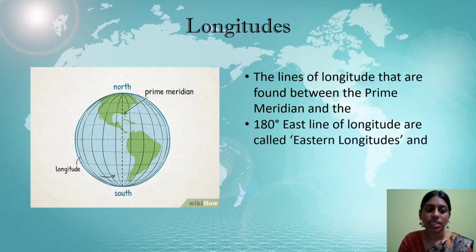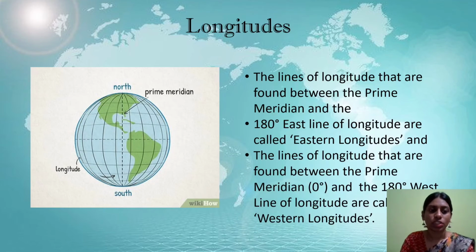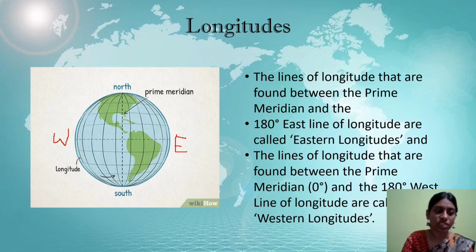So we can see here the line in the middle, the vertical line, is the prime meridian. Then on the left side, left is the west, right? And on the right we have east. So this is the 180-degree west. From the prime meridian to the west are the western longitudes. Then from the prime meridian to the east are called the eastern longitudes.